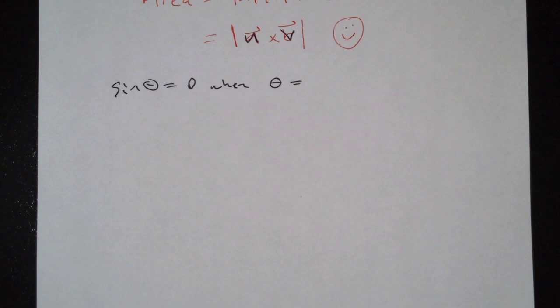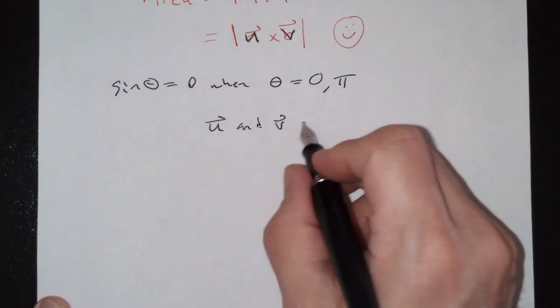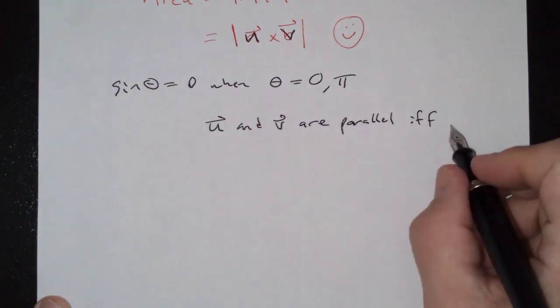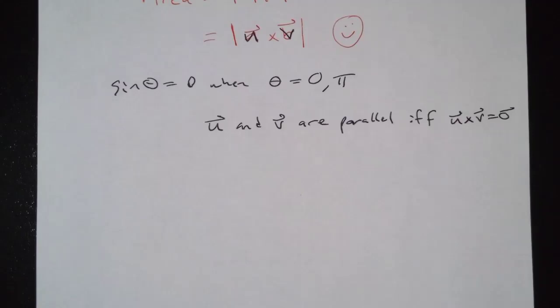And vectors whose angles between them are 0 are parallel, and vectors where the angles between them are pi are antiparallel. So U and V are parallel if and only if U cross V equals 0. Now notice something different. When I wrote the dot product, I wrote A dot B equals 0, the number. When I do the cross product, I get out a vector. So I write out A cross B equals 0 as a vector.